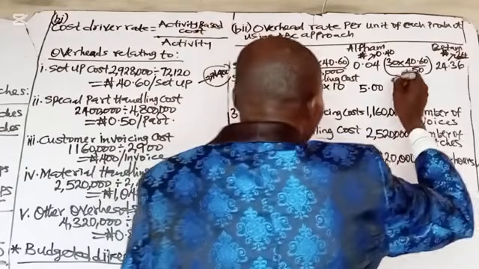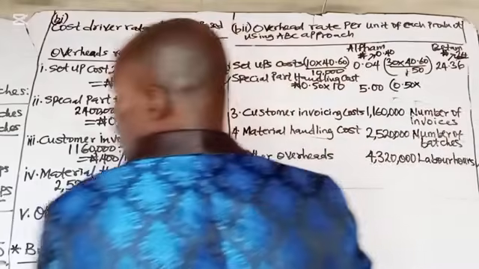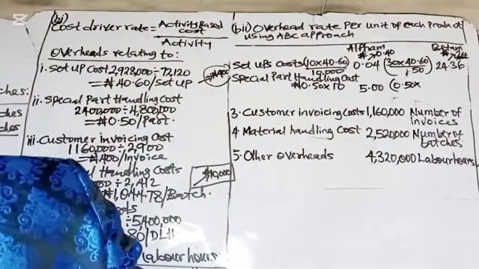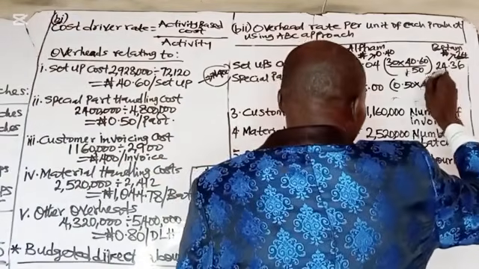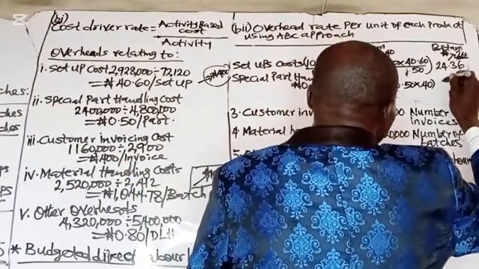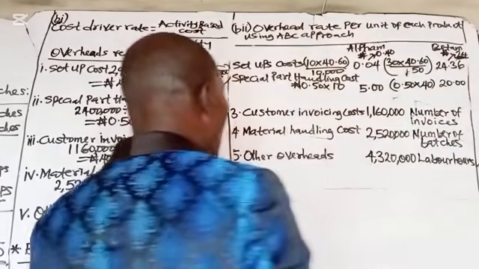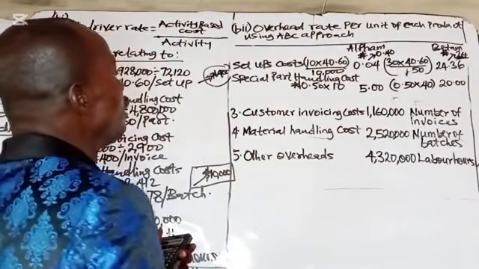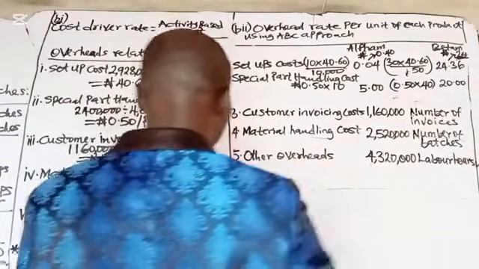And for Betam, 0.5 times the number of special parts, which is 40 for Betam, 0.5 times 40 will be 20 naira. This is unaffected, even if the batch size for Betam is 500. So the cost will still be the same for this one.